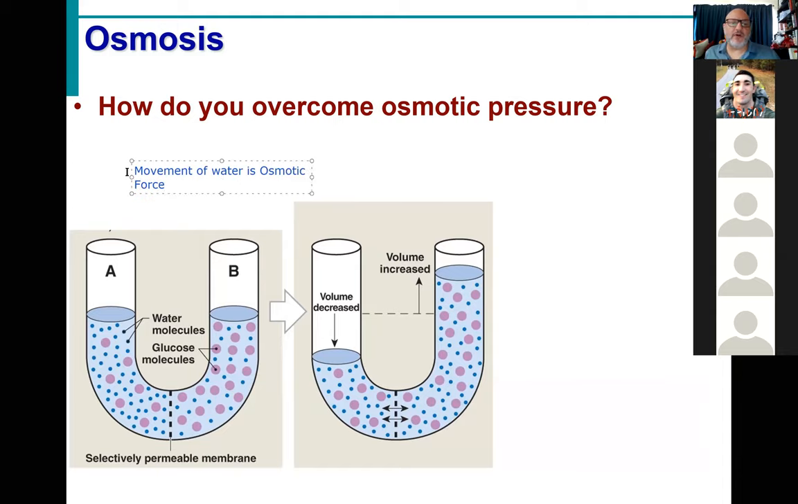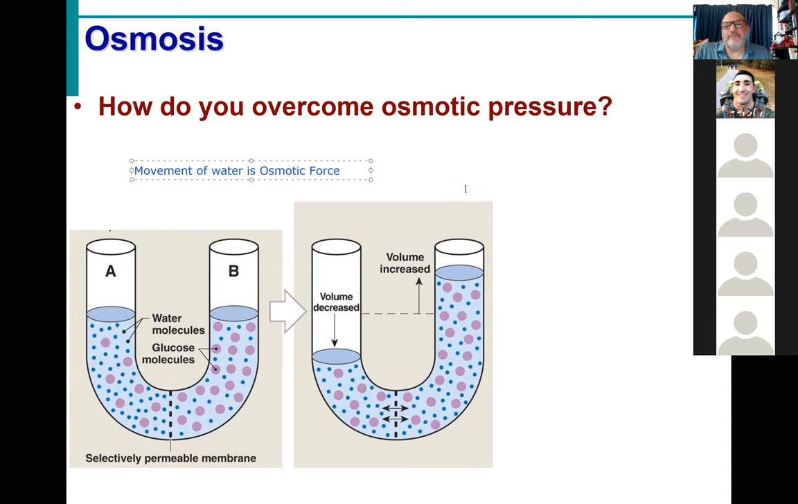That osmotic force is moving the water, in this case, from the left to the right. Is there any way we could get the water to move back to the left? Yes. How? By adding the substance. If we added more solutes to this side, we could draw it back that way, but we would still be using an osmotic force. Is there another way, without adding any chemicals, that we could get the water to go back to the other side?